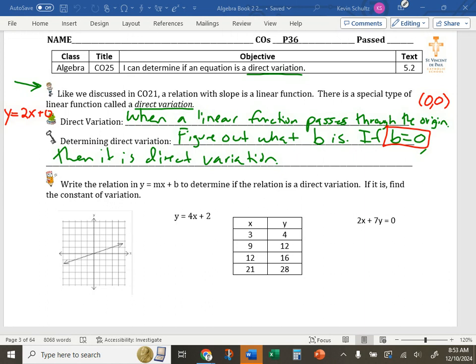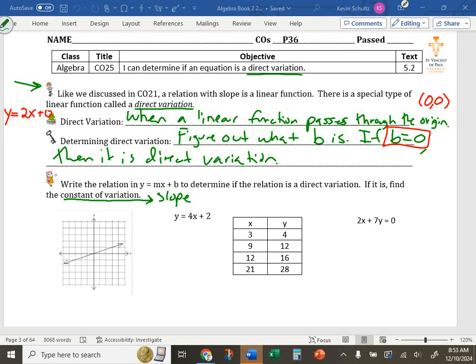Okay, so it says write the relation in y equals mx plus b to determine if the relation is a direct variation. If it is, find the constant of variation. Constant of variation. This is just a super fancy way to write slope. So if it is direct variation, we are then looking for the constant of variation, which again is a really fancy way to write slope.